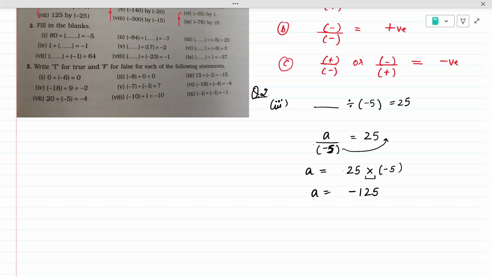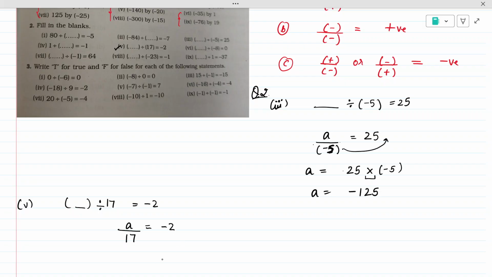One more question, kids, I'm taking here. I'm taking question number 5 also. Question number 5 is, something divided by 17 is giving us minus 2. I'm taking this something as a, so I'm writing a divided by 17. This represents the same thing here, right? Is equal to minus 2.